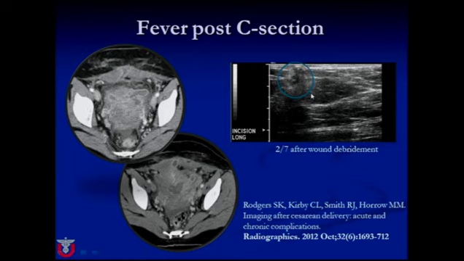A useful reference for the appearances of both normal and abnormal uterus after both cesarean and vaginal delivery is available here, and it's current from Radiographics 2012, and it is surprising just how abnormal the uterus may appear in someone who's had a cesarean section. So again, you need to build your visual database of what are normal postoperative findings so that you can understand pathology.